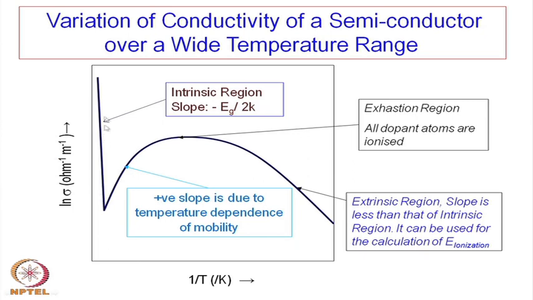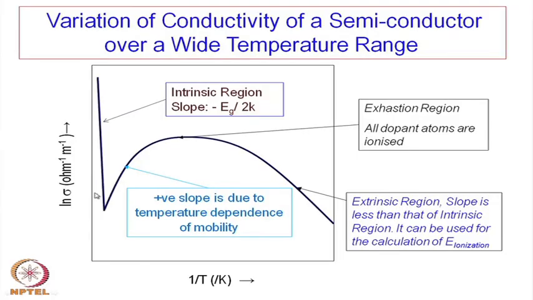However, after another temperature rise, the intrinsic phenomenon takes over. That means there you have a direct excitation from the valence band to the conduction band. So, in this region there is no direct excitation from the valence band to the conduction band, whereas in this part of the diagram, in this temperature range, there is a direct conversion.